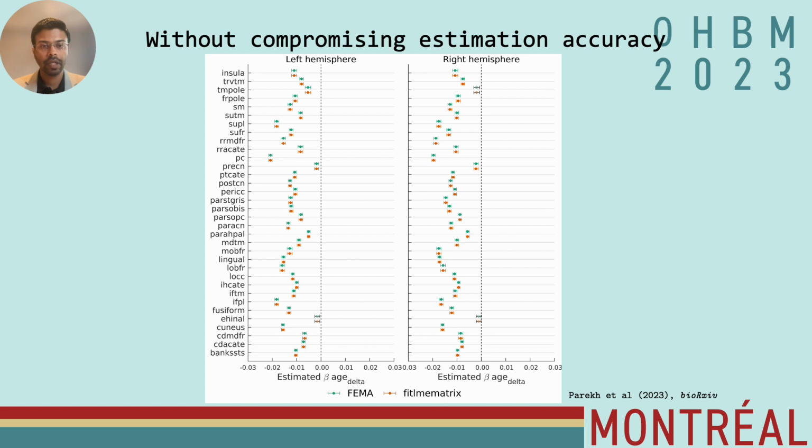The points in green are the estimates and the confidence interval from FEMA, while the ones in orange are the estimates and the uncertainty estimates from standard mixed effects modeling. And you can see there is absolutely no difference between the two.